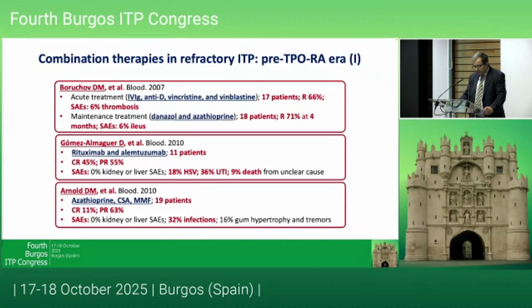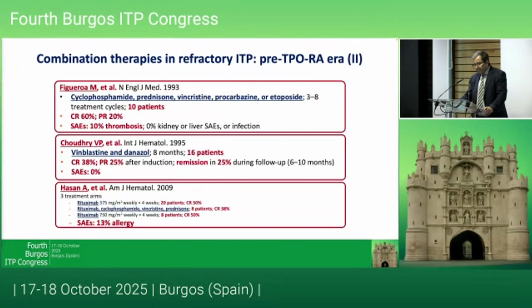And my preferred one, which we have used in our hospital 3-4 times, is the combination of azathioprine, cyclosporine, and mycophenolate mofetil, 19 patients with only 11% of complete responses, but 63% of partial responses. The only point to take into account here is the 32% of infections. Figueroa combines a lot of drugs, probably too much: cyclophosphamide, prednisone, vincristine, procarbazine, etoposide. In 10 patients, achieving a complete response of 60%, and they attain 10% of thrombosis.